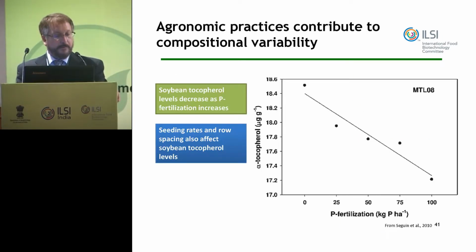This is just the levels of tocopherol, that's vitamin E, decreasing as more phosphorus fertilizer was added to the field. And that's not the only thing. The number of seeds per hectare and the row spacing also affect something like tocopherol, and this is all within one variety, keeping variety constant.